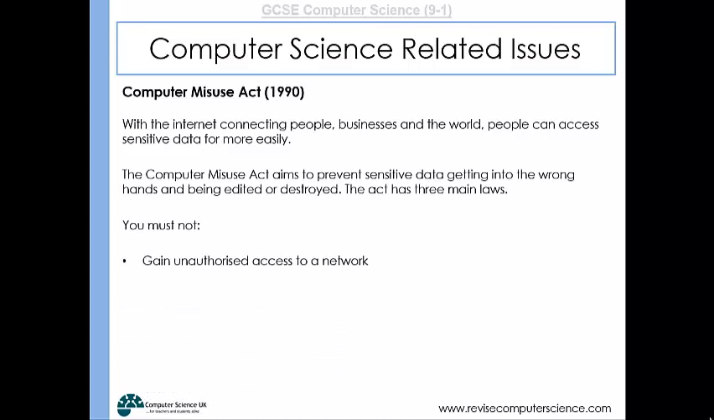So you must not gain unauthorized access to a network, modify data on a network without permission, create and or supply malware. So any misuse of computer systems, if it's deemed illegal, it would be covered under the Computer Misuse Act.